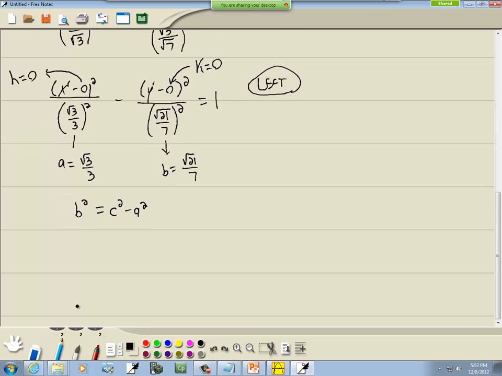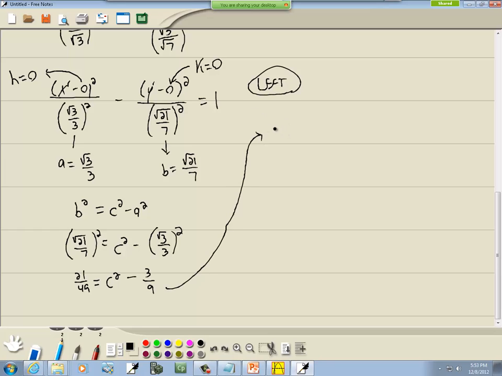Well, to be honest, this is probably not the best form to pick. Probably the original B, before I started changing it, would be best, but I'll choose this. So square root of 21 over 7 squared, C we don't know, minus A, which is square root of 3 over 3 squared. Squaring that gives me 21 over 49 equals C squared minus 3 over 9. So I got 21 over 49 plus 3 over 9 is equal to C squared.